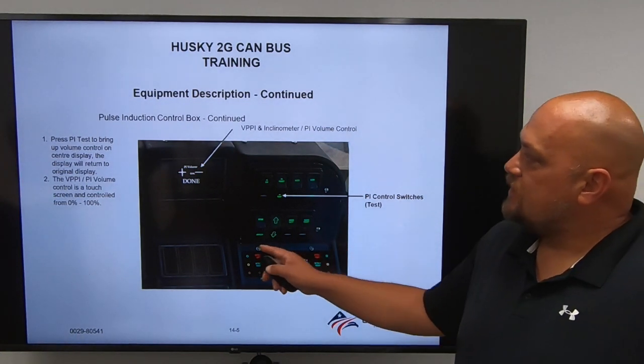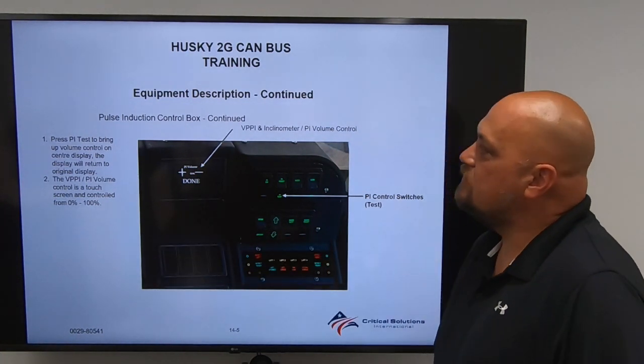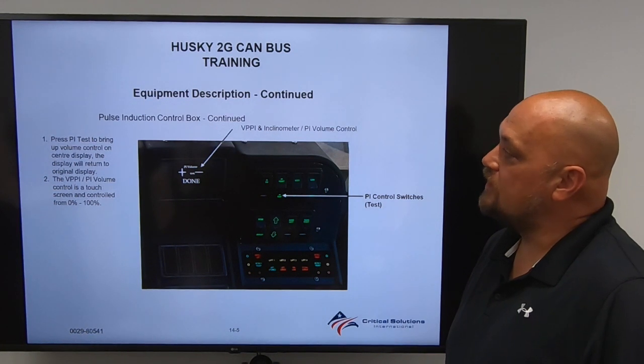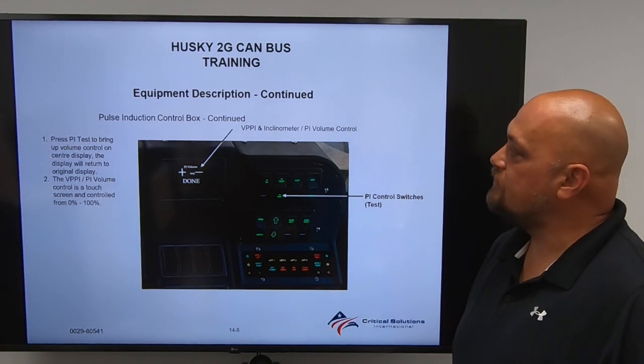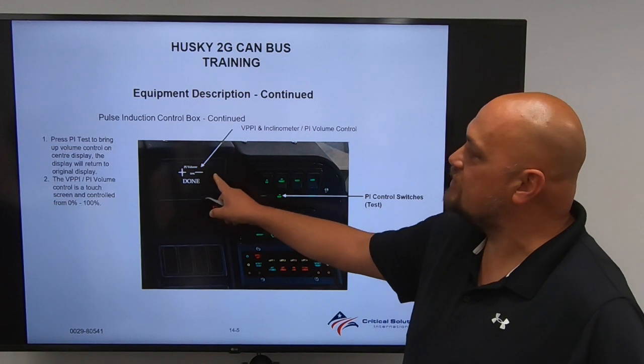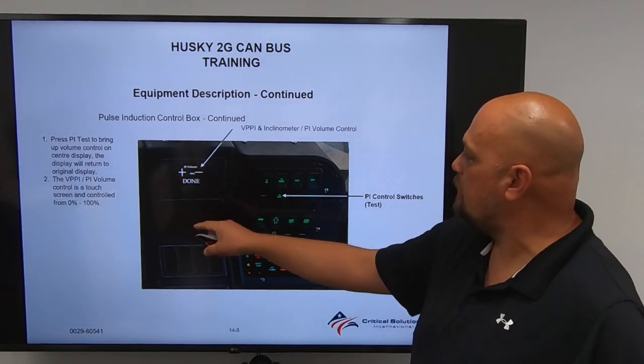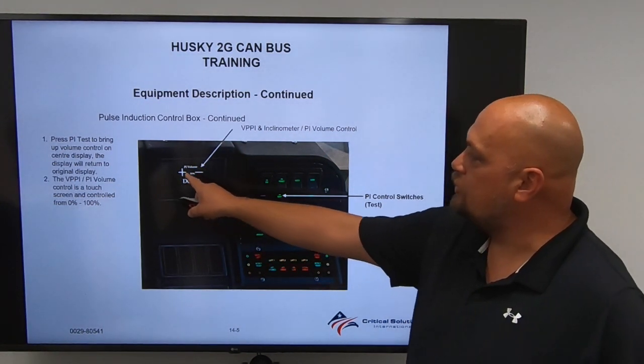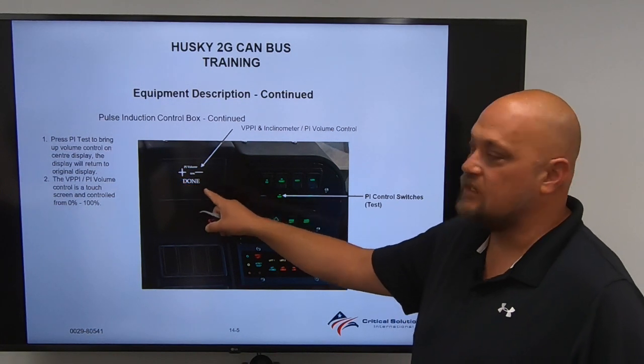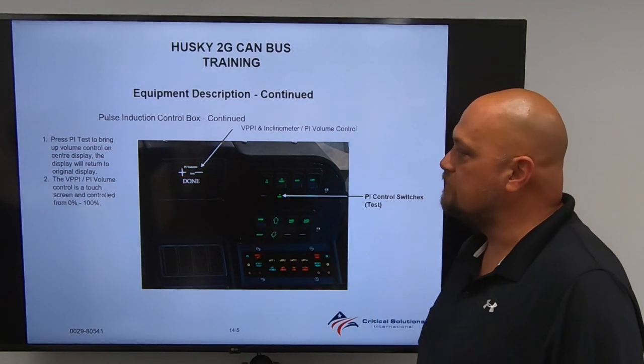PI control box continued. Press the PI test button to up volume control on center display. The display returned to the original display. So this is your center display. To turn the volume up, you'll press the PI test button and you can push either the plus or the minus sign to increase or decrease the volume.